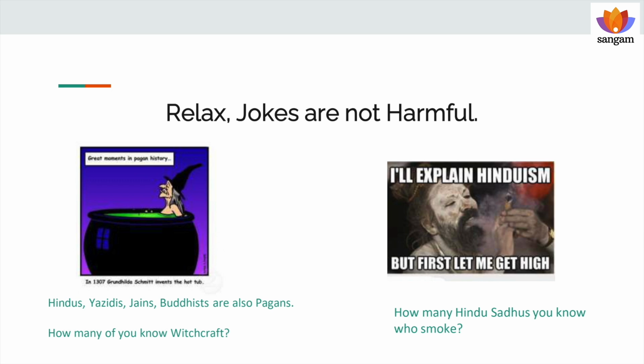Now, Hindus, Jains, Buddhists, anyone who basically worships nature is called pagan. Now, how many of you know witchcraft? How many of you take a bath like this, in a hot tub? So these are all jokes which are said to be not harmful, but they leave an impression in the mind of the reader, which will eventually create perceptions, and that's basically how they make a decision.